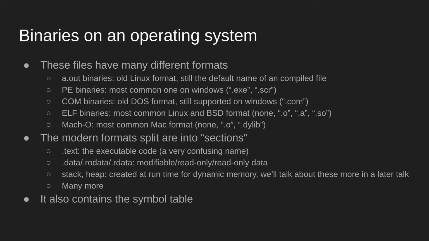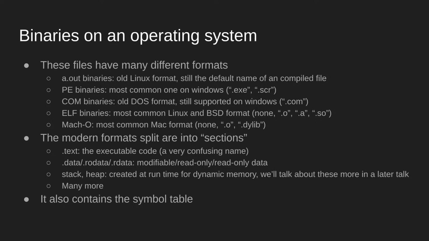These formats, whilst very different in their actual construction, have the same base ideas. They are split into a bunch of sections. .text holds the executable code, which is a very confusing name. It doesn't hold text, it holds code. .data, .rodata, and .rdata actually hold the data themselves. .data is the writable one, and .rodata and .rdata on Windows are the read-only ones.